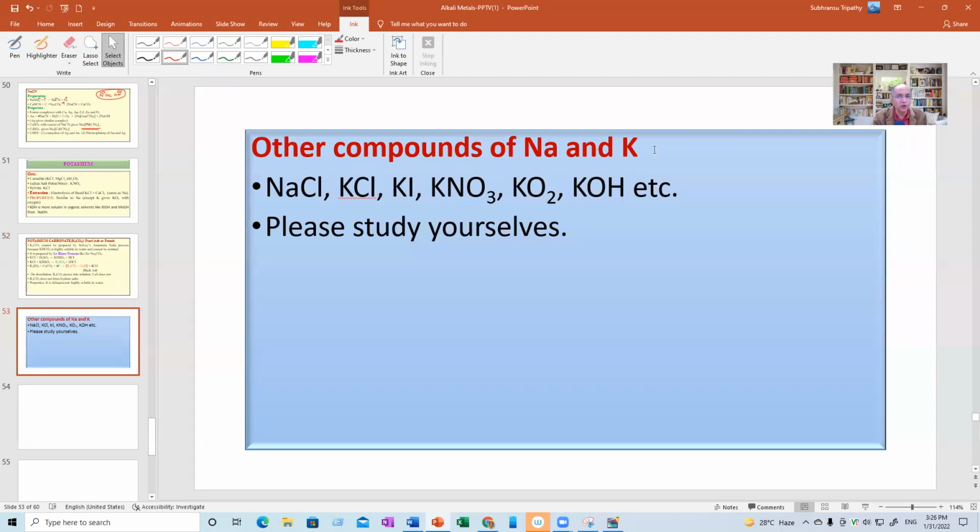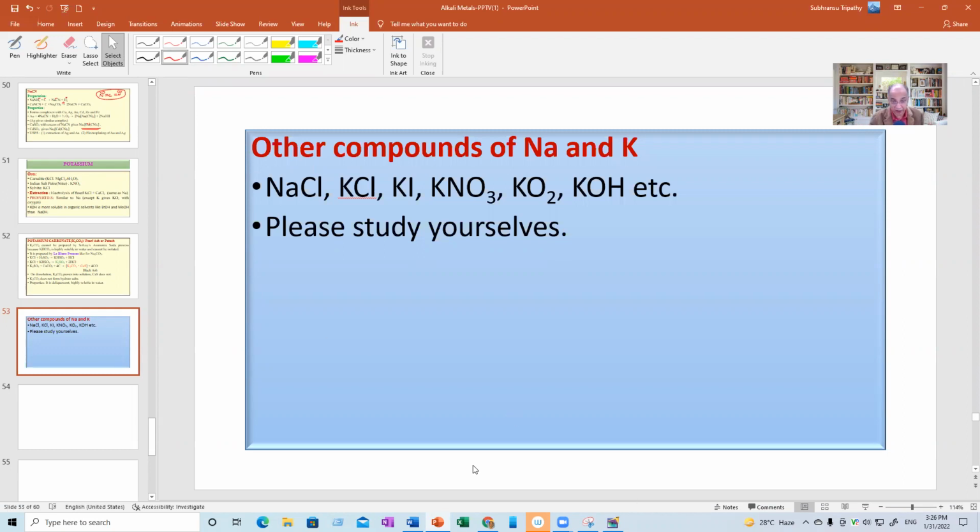Other compounds of sodium and potassium, sodium chloride, potassium chloride, KI, NaNO3, KNO3, KO2, these things you study yourselves at home, but not necessarily now, because they will be coming multiple times. The reaction of KI: I minus is a very, very excellent reducing agent. With every oxidant, I minus becomes IO3 minus. Whatever I said will be good enough for our program.